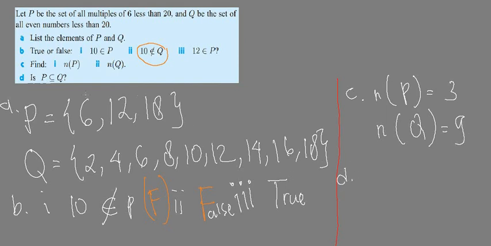D. Is P a subset of Q? Let's take a look. Remember, subset means all of P is inside Q. Can you find 6 in Q? Yes. Can you find 12? Yes. And then 18? Yes, we can find all of them. It means, is P a subset of Q? Yes. P is a subset of Q.